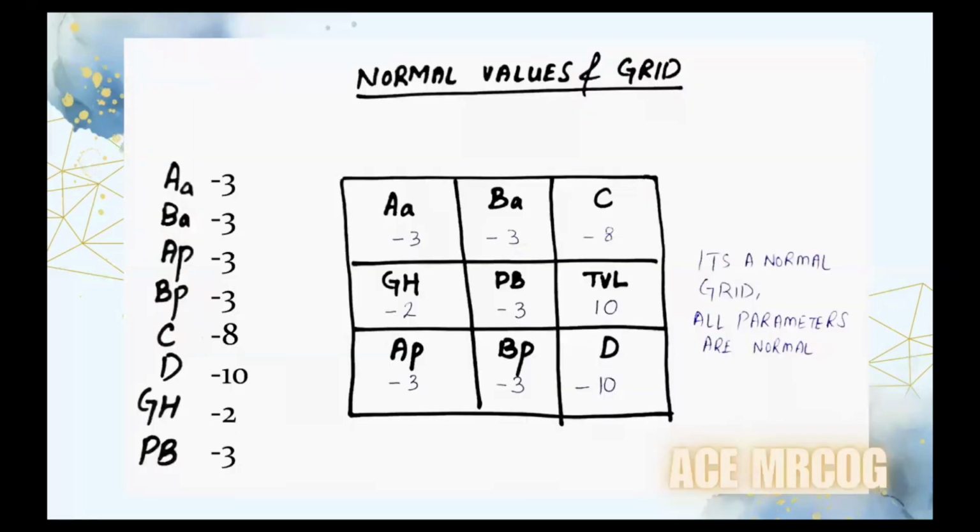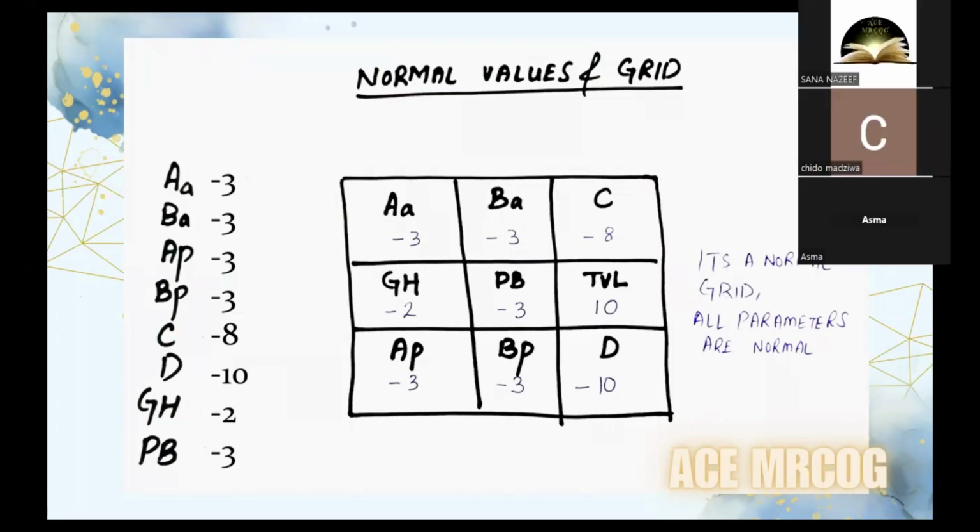Okay, so now I have shown the values in the form of a grade. We know that AA has a -3 value, BA has a -3 value, cervix has normally a -8 value. Here AP has a -3 value, BP I told you has a -3 value, and D has a -10 value. So this is a normal grade. Is anyone having any questions up till now? I'm open to questions anytime. Okay, so I hope everyone is clear about it.